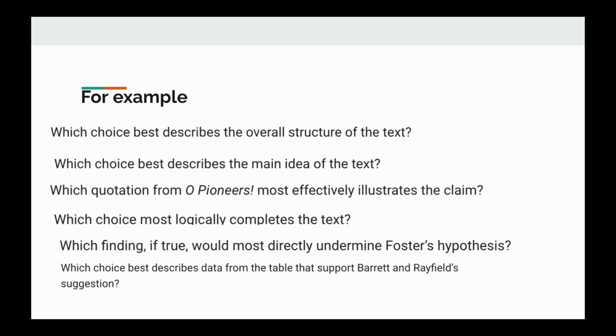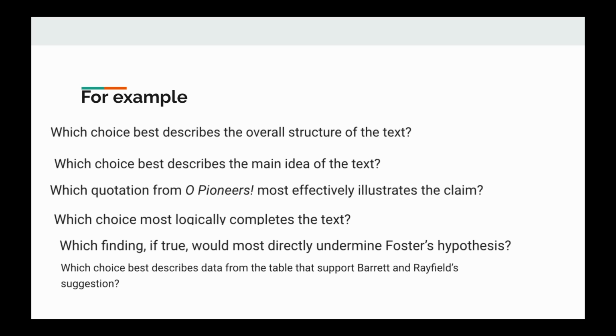Which choice best describes the main idea of the text? We wasted time by reading this whole question. We could just see the part which says main idea and immediately know that we need to find the main idea. And with the third part, we see effectively illustrates the claim.